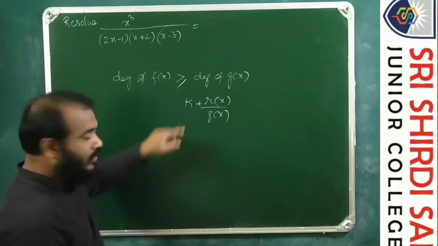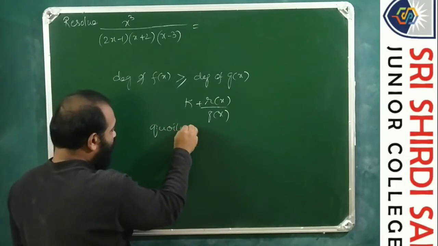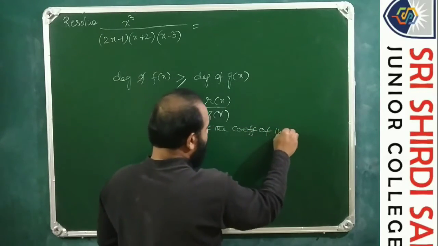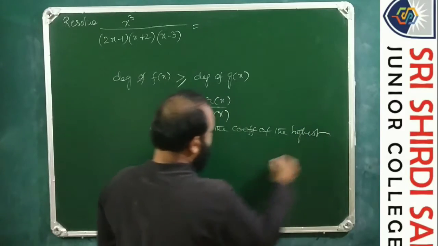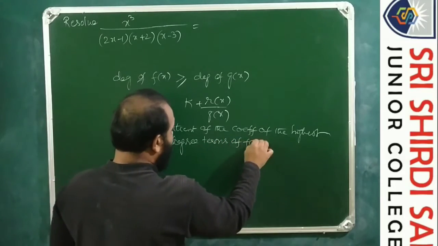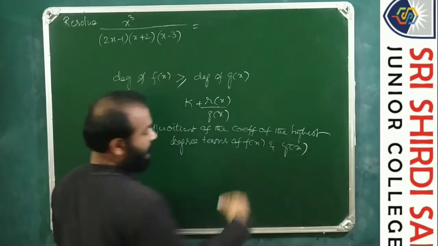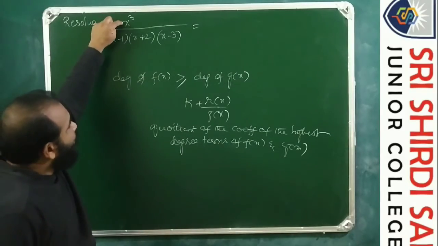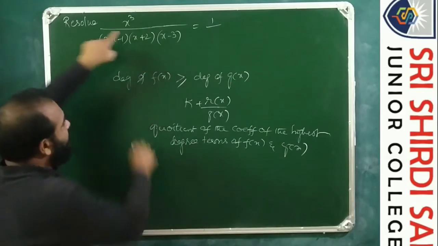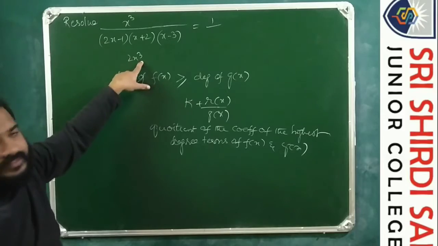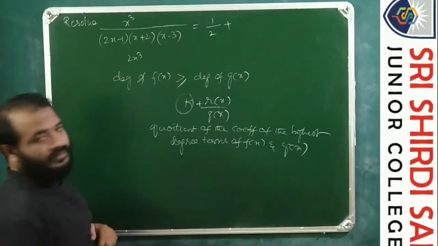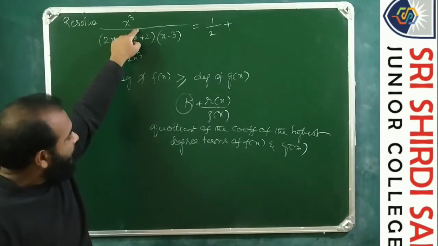Where k is the ratio of the coefficients of the highest degree terms of f(x) and g(x). So x cubed has the coefficient 1, and here 2x into x into x, so 2x cubed, has the coefficient 2. So that is k. Plus, now this is r(x) by g(x).